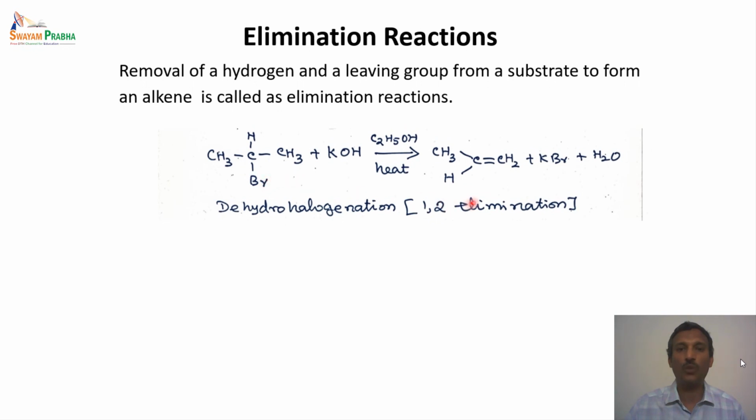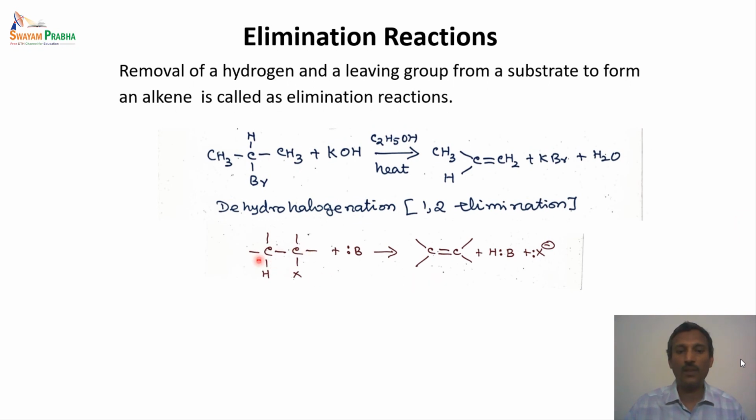So this is basically 1,2 elimination. In other words, the hydrogen may go from this carbon or from this carbon. That is, if we consider the halogen as the carbon number 1, then adjacent to that is the place from where the hydrogen will be removed, not on the same carbon. So that is why this is called the 1,2 elimination reaction.